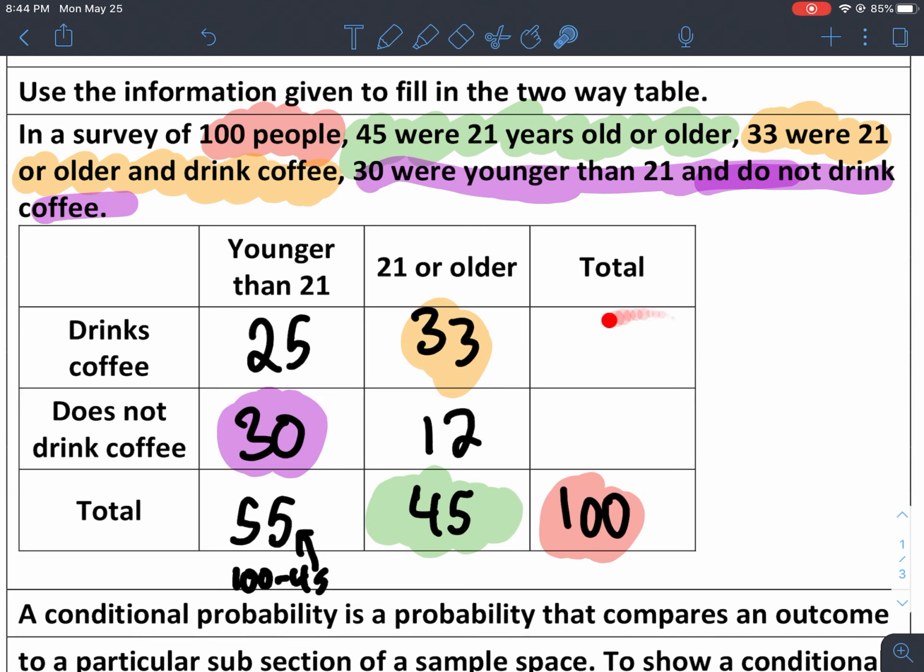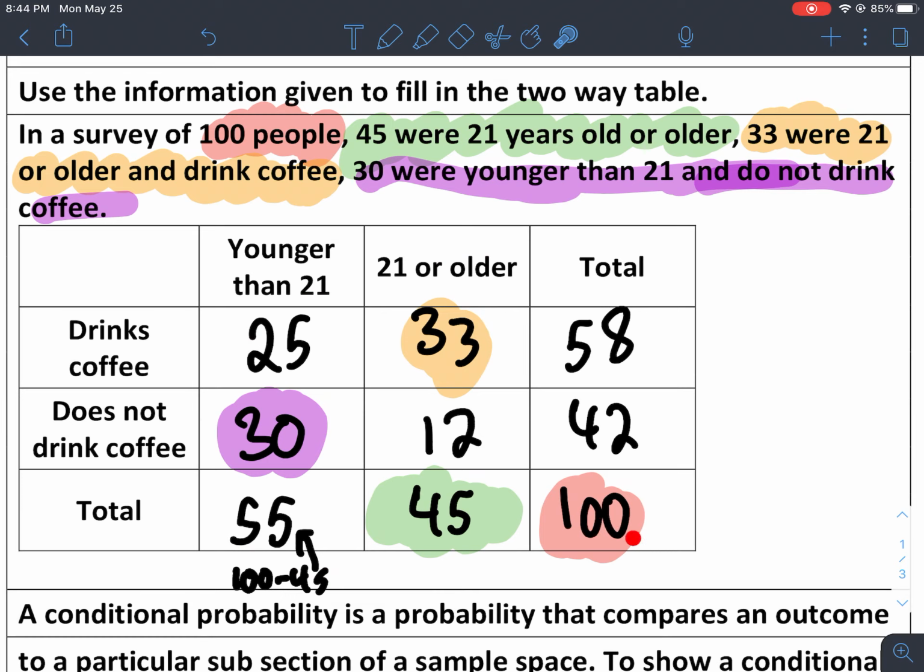Then I'm going to add up my totals to get these. So this is going to be the total. This I read as the total who drink coffee. This is the total who don't drink coffee, not caring about age. So we have 58 coffee drinkers and 42 not coffee drinkers. And here's a chance to real quick check my work. Those two add up to 100, which is a good sign. So that's how we'd fill in the two-way table.